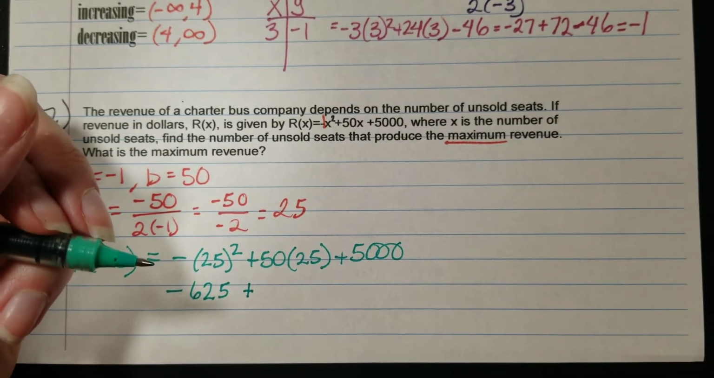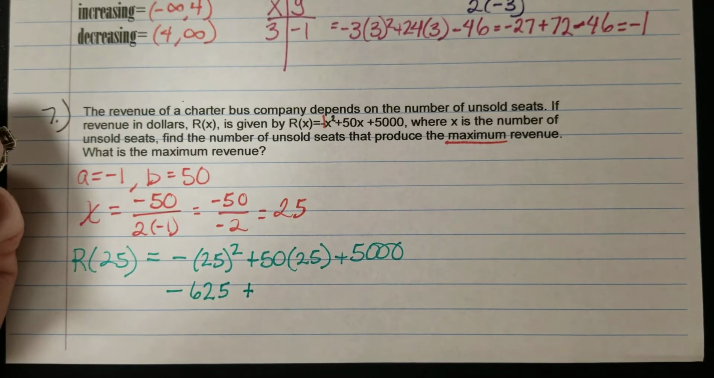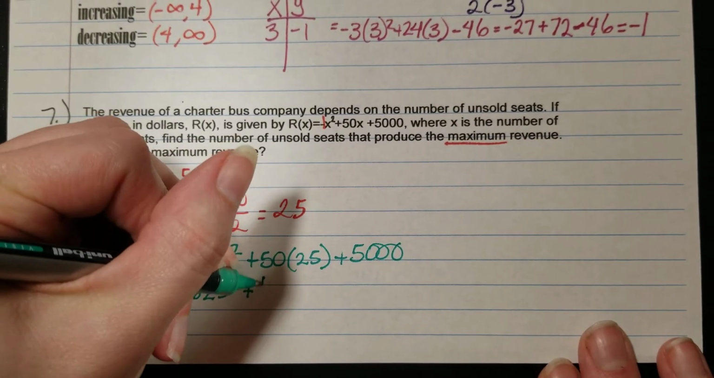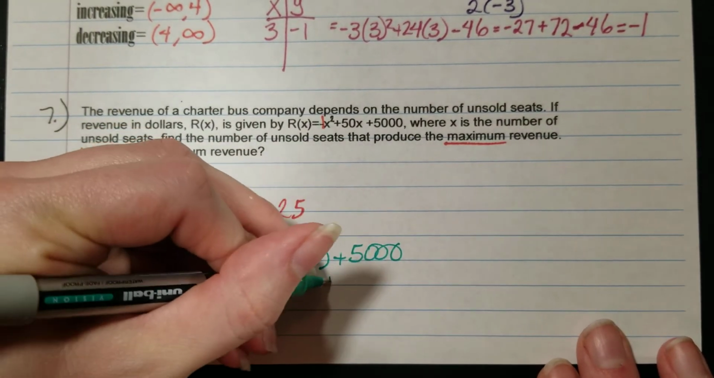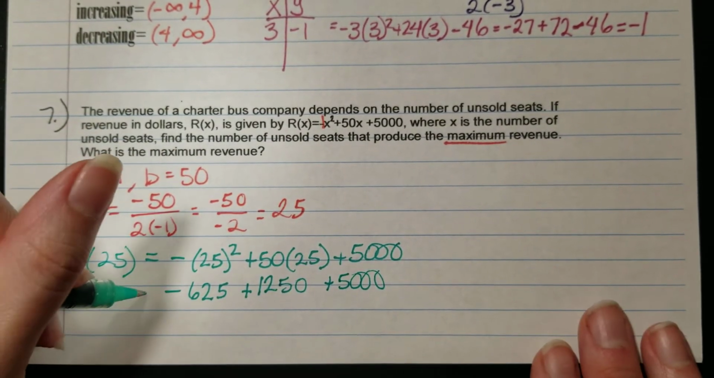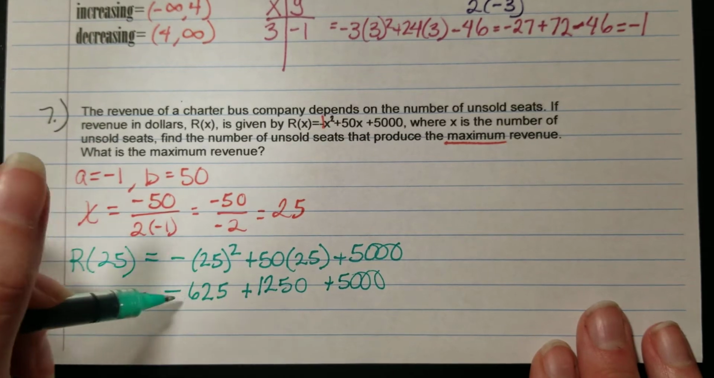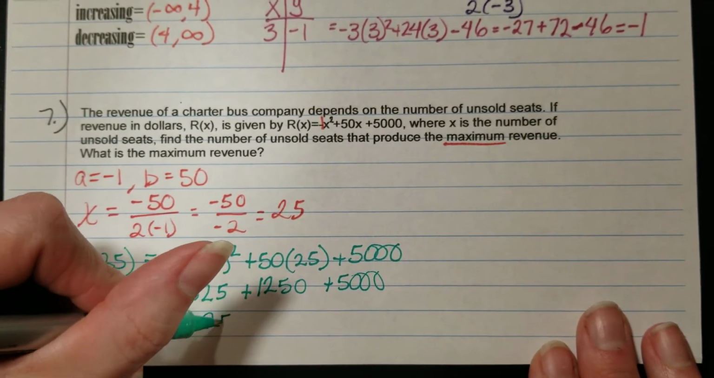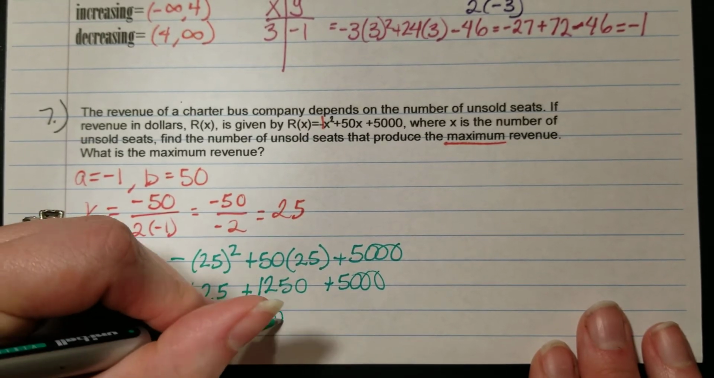So that would make that 1250 then. So that would make that 625. I could have totally done this without a calculator. Oh well.